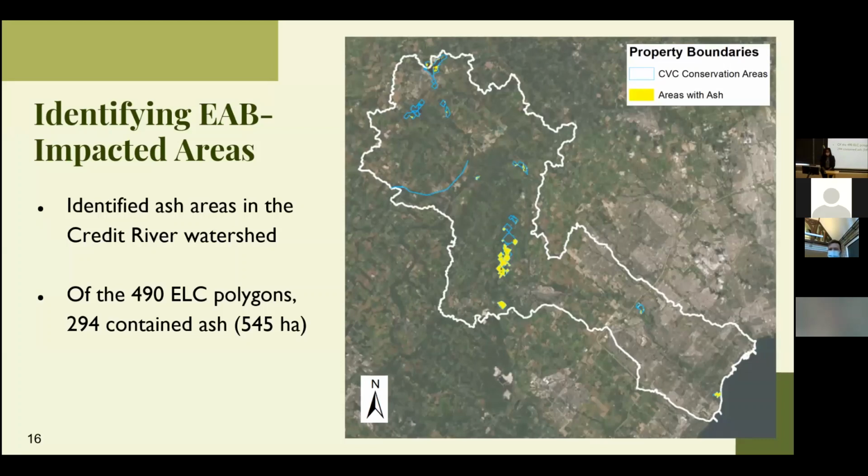An important thing to note is that there's really only 3 conservation areas that had enough coverage. They are Silver Creek and Terracotta Conservation Area, Limehouse Conservation Area, and finally Rattray Marsh Conservation Area.